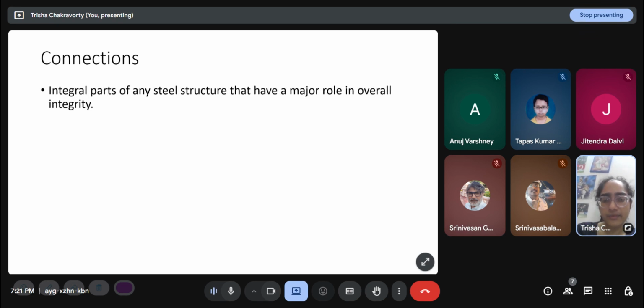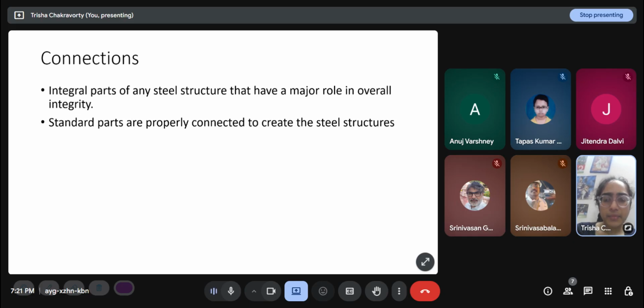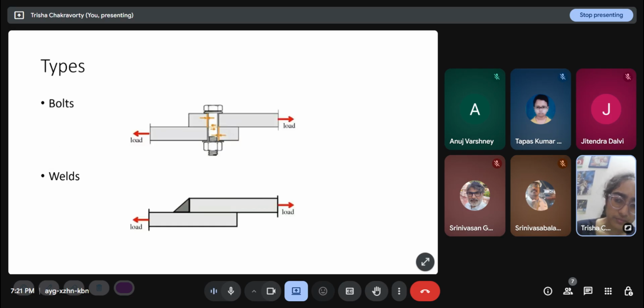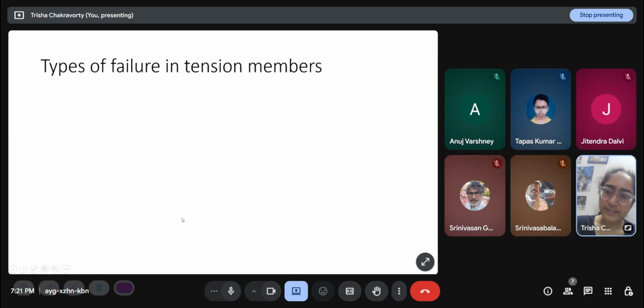Connections we have looked at in the first few classes. They are integral parts of any steel structure and have a major role in the overall integrity. Standard parts are properly connected to create the steel structures. Connections make up a large amount of the cost of structural steel. Connection design should be given top priority for both safety and structural economy. And the two types are bolts and welds. Rivets are not really used anymore, and we have seen the design of bolts, the friction type bolts or the shearing and bearing type bolts, and welds, butt welds and fillet welds. We have seen those designs.